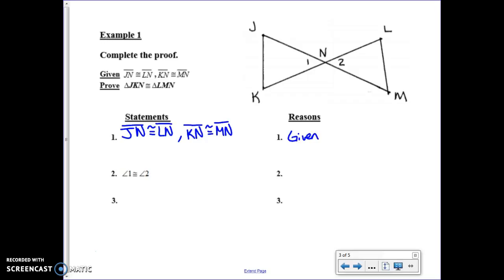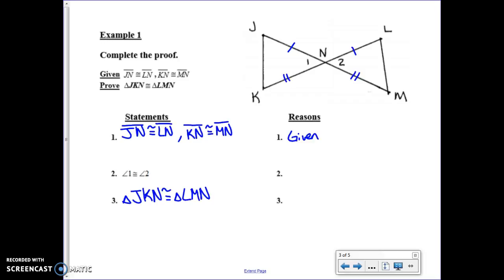So JN and LN are going to get a single tick mark, and then KN and MN are going to get a double tick mark. Then I also want to put the proof statement down in the last spot. So triangle JKN is congruent to triangle LMN. Then we only have reasons 2 and 3 to come up with.